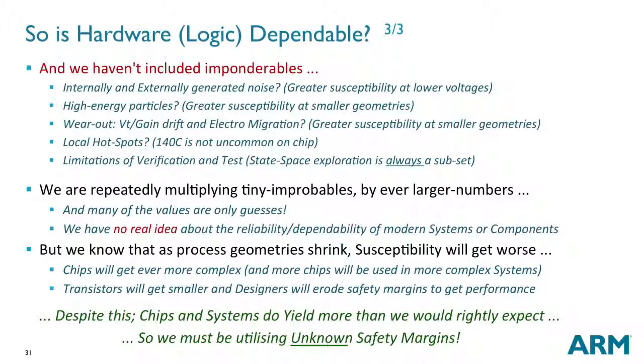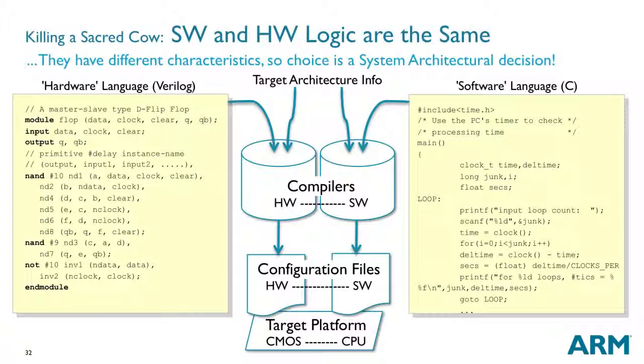So despite this, they do yield, so we must be using unknown safety margins in our design and in our technologies. And unknowns, well, they're unknown. And if you're trying to produce a system which is high integrity, then an unknown is just unacceptable. I want to settle a little thing which existed here in the past. I hope it's in the past. There is no difference between the way hardware and software is designed today. They both use languages, they both use compilers, they both have all of the imperfections of one in the other. Hardware can be implemented with errors, just like software can be compiled with errors.